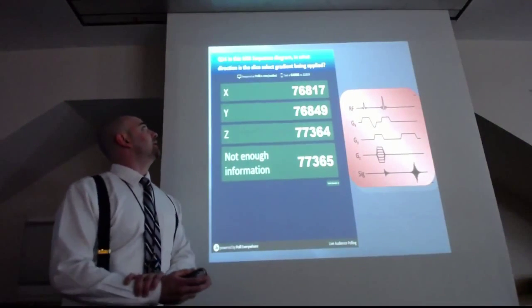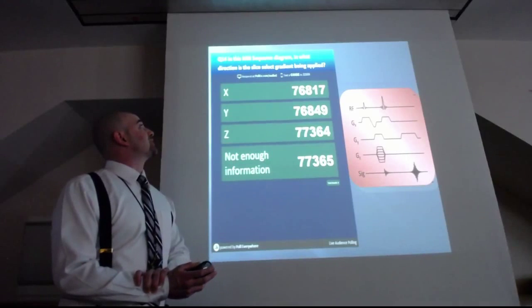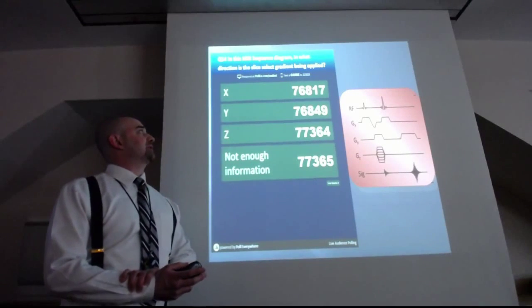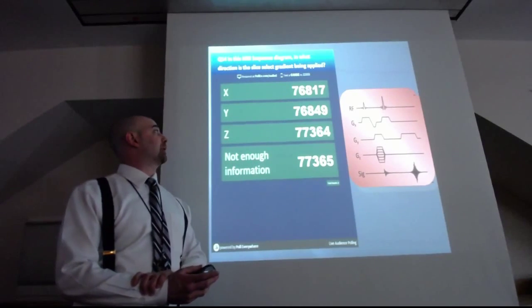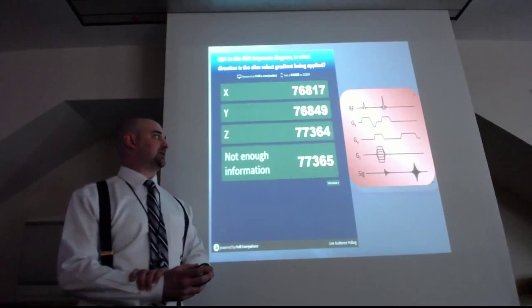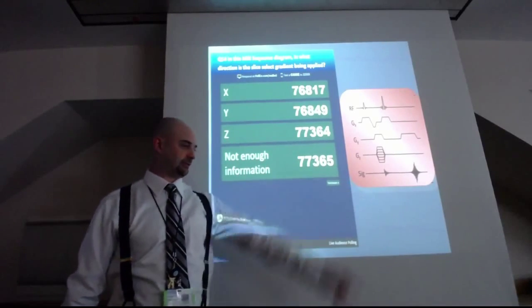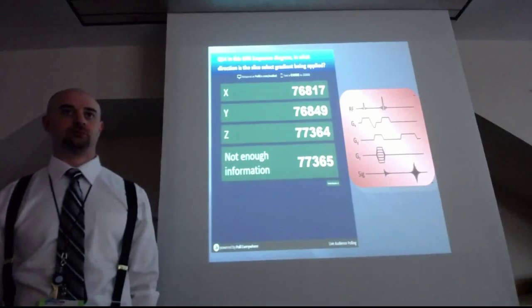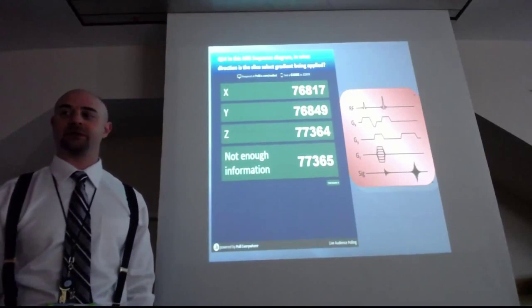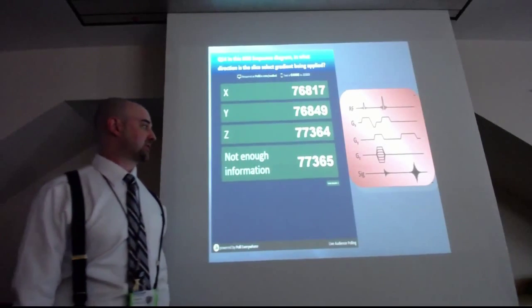Okay. In this MRI sequence diagram, in what direction is the slice select gradient being applied? X, Y, Z, or not enough information? That diagram. And this is just practicing looking at pulse sequence diagrams.